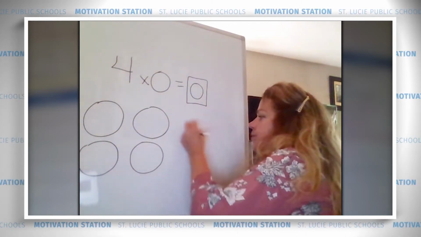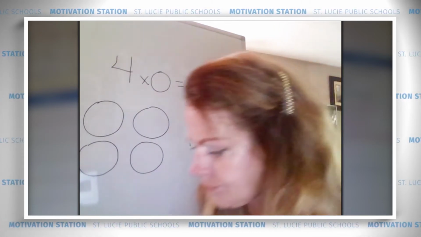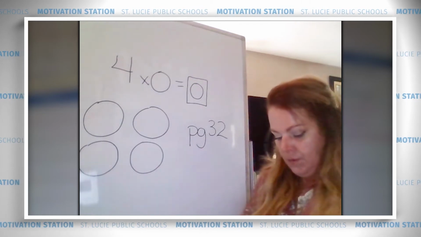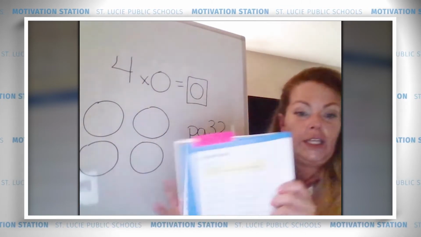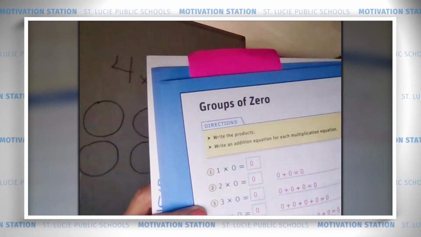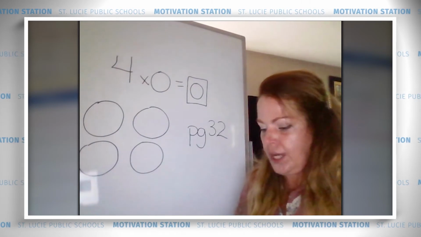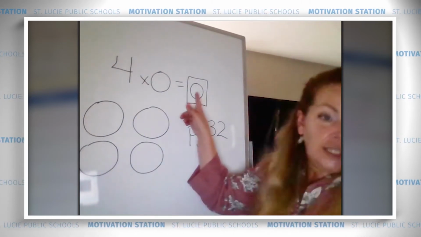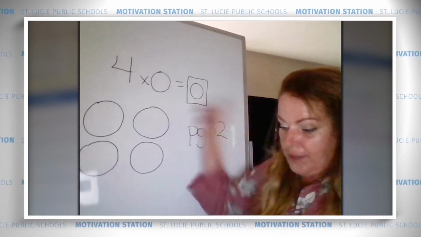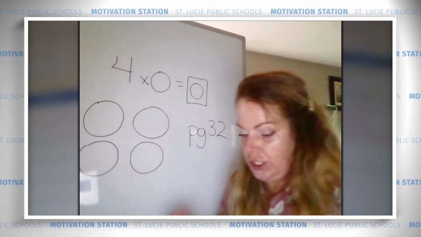Page 32. All right. So page 32, we're talking specifically about groups of 0. Reading our directions, we read top to bottom on the page. Write the products. Products are the answer to a multiplication problem. Write an addition equation for each multiplication equation.